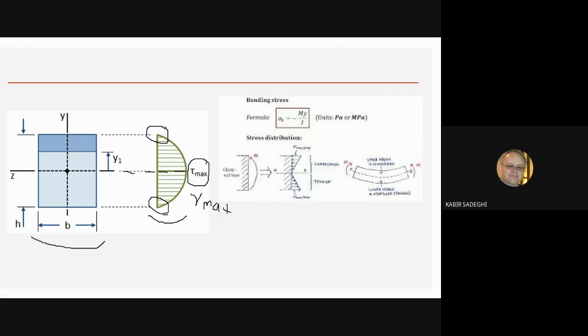Therefore, if you see the location of maximum, for example, shear and compression at the middle span, the maximum is at top, and maximum at bottom, compression and tension. But shear here is zero at the top and bottom. And the maximum is at the middle.